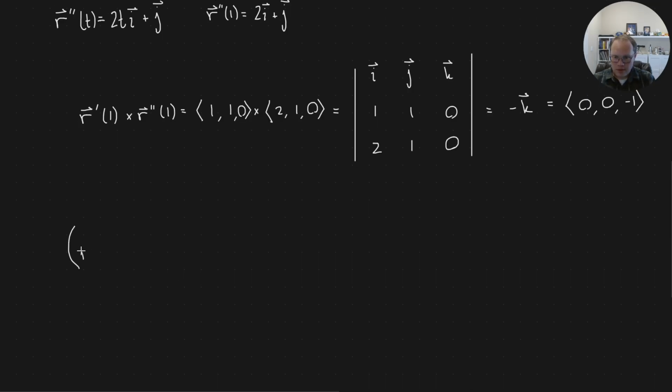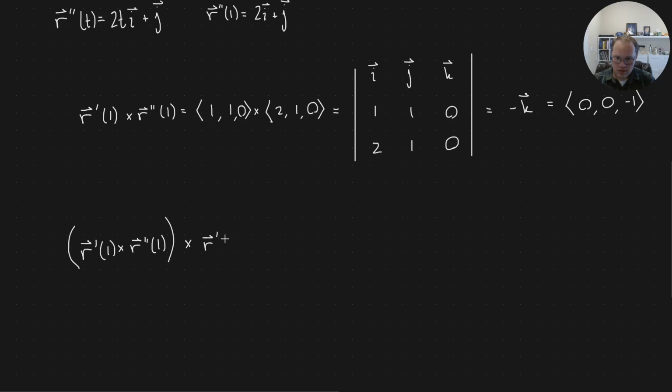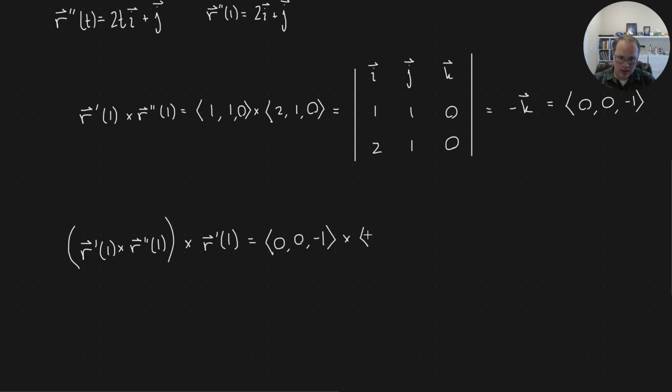Okay, so that's r prime of 1 cross r double prime of 1. And then I take the cross product of that with r prime of 1, which was i plus j. And again, I'm going to think about embedding these in 3-dimensional space. So this we've already found, 0, 0, negative 1. And now take the cross product with r prime of 1, which is i plus j. In angle bracket notation, that's 1, 1. And if I embed it in three-dimensional space, the z component is 0.